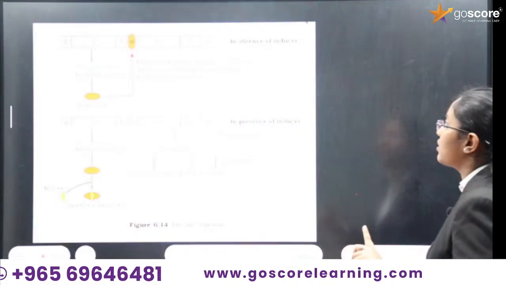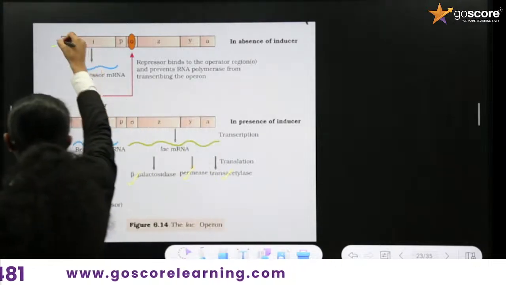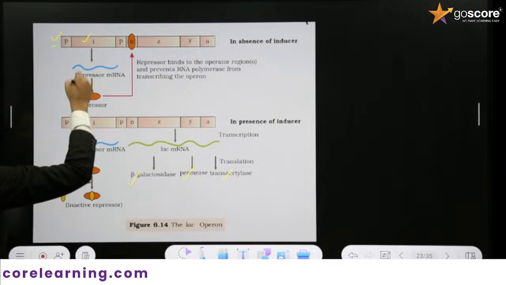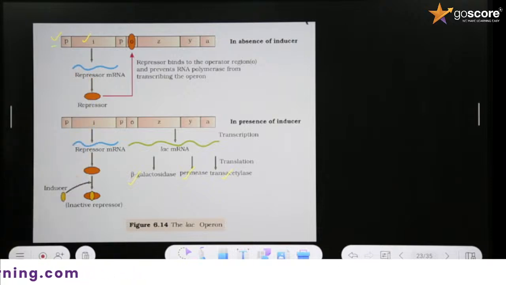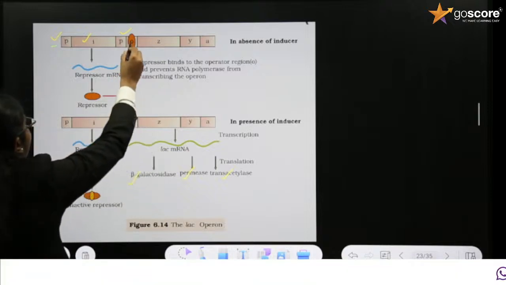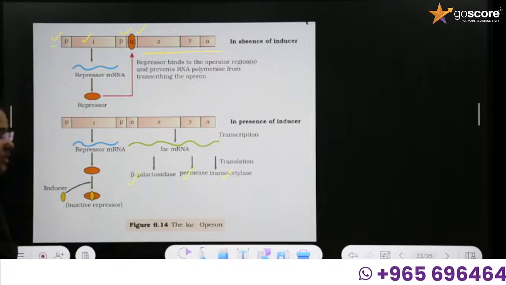So let's see the structure of the lac operon. If you are looking into the structure of the lac operon, it has a promoter site. It has a site for the inhibitor synthesis. Then it has a site for an operator region, then it has the region of structural genes.